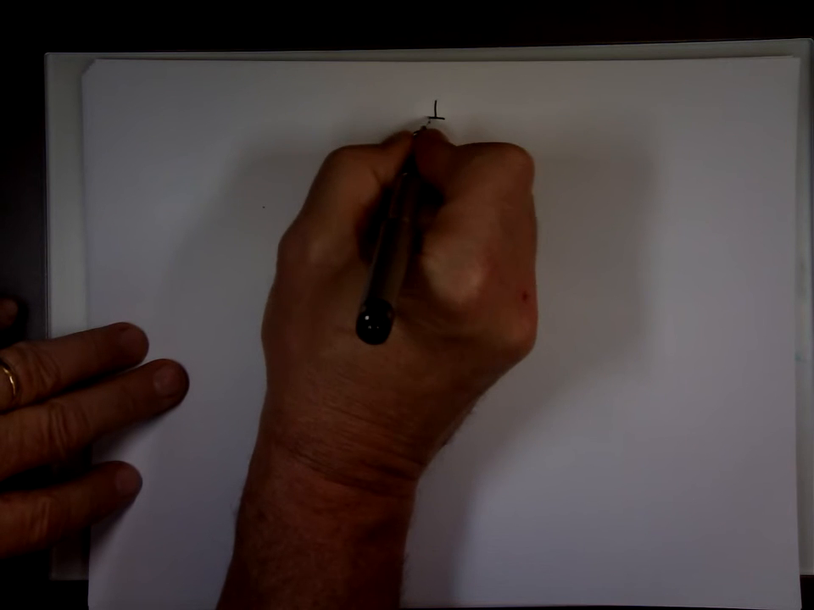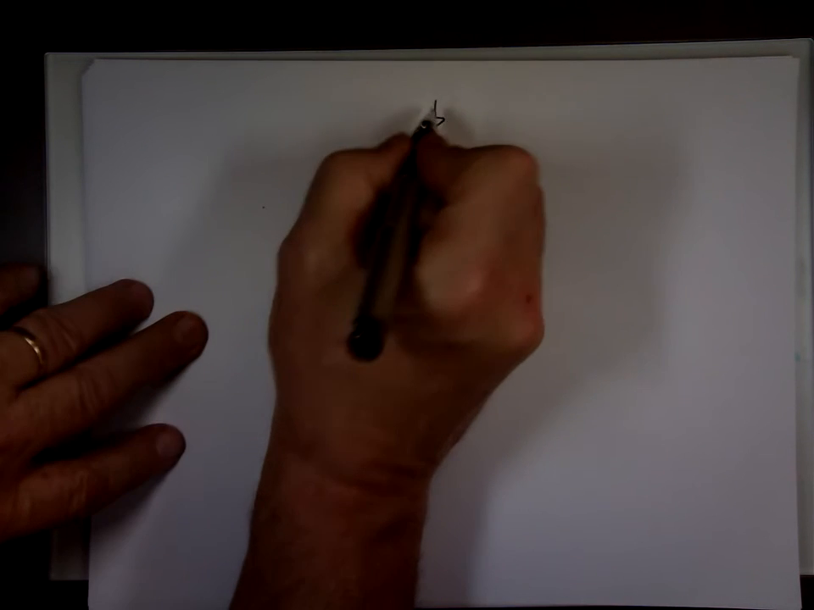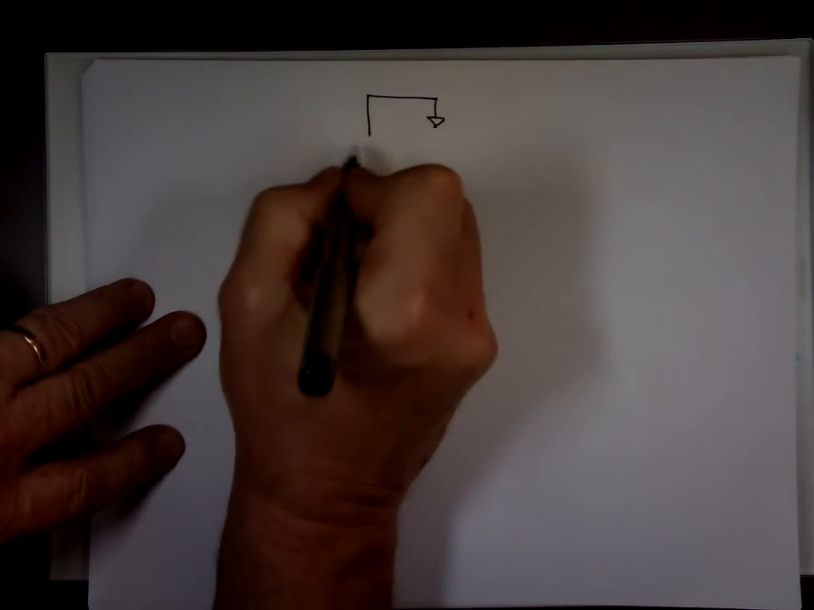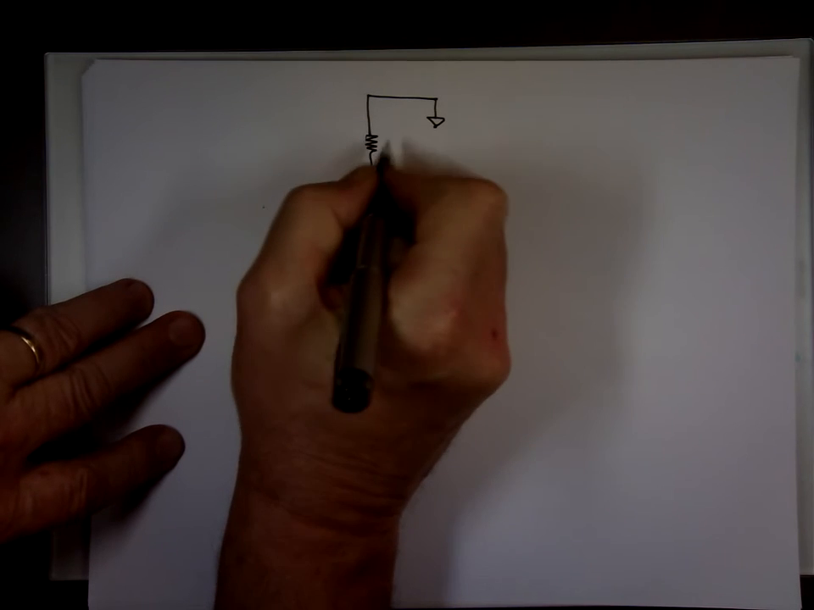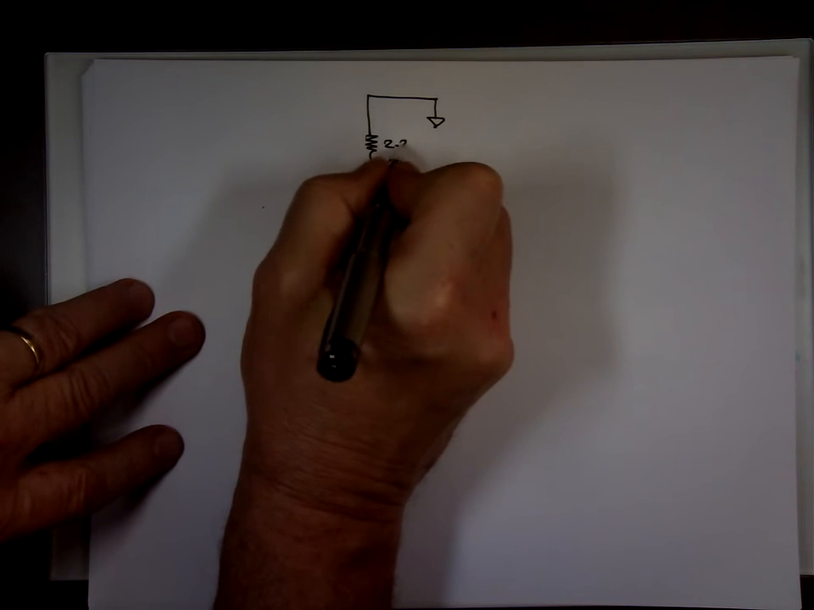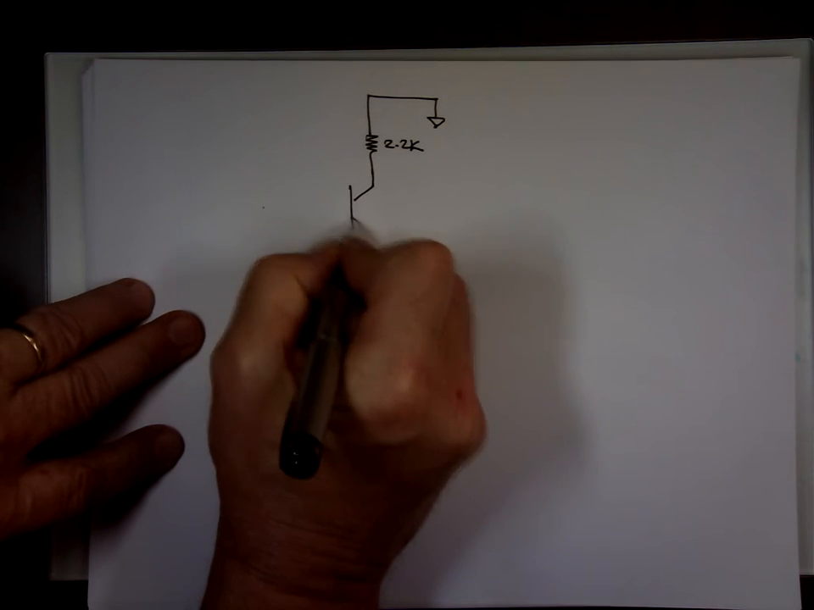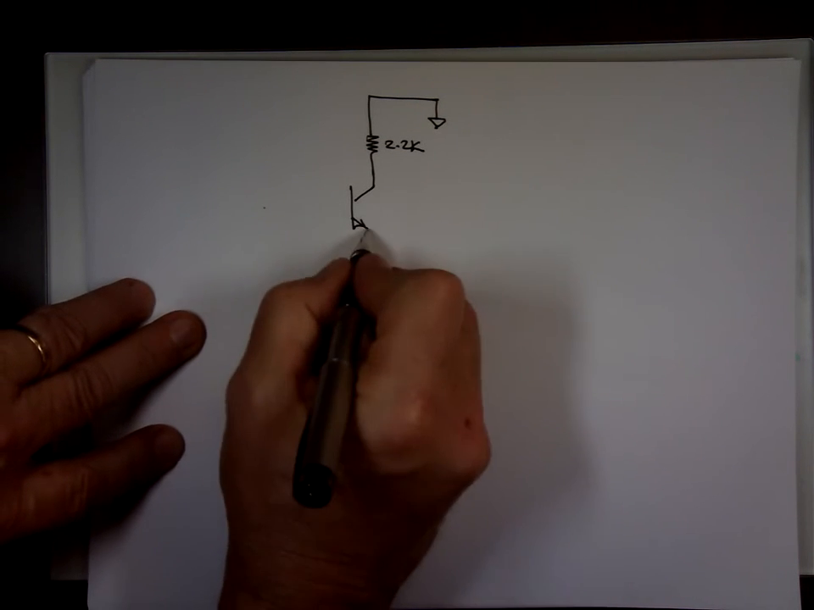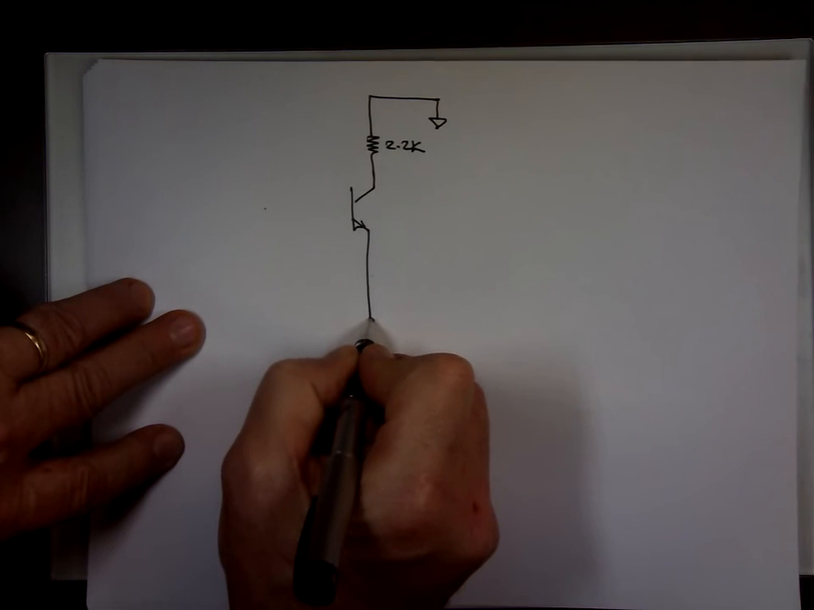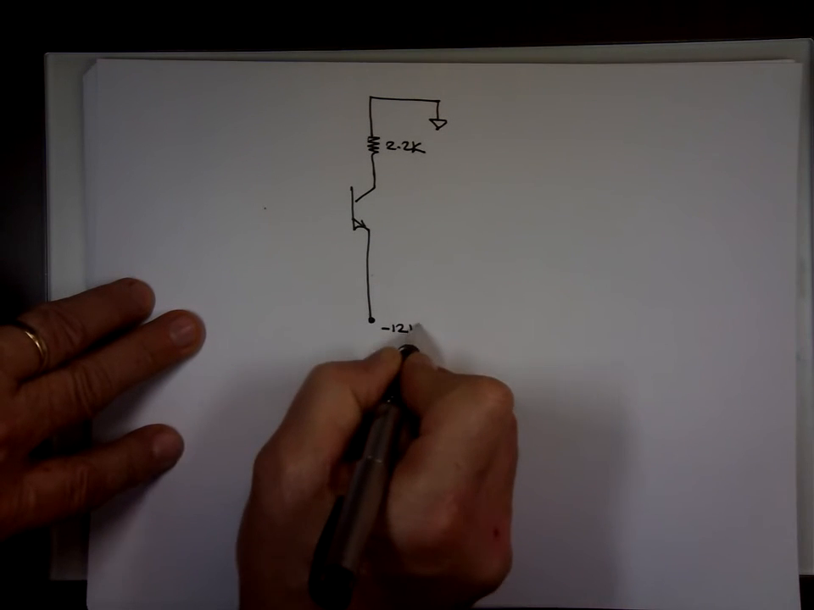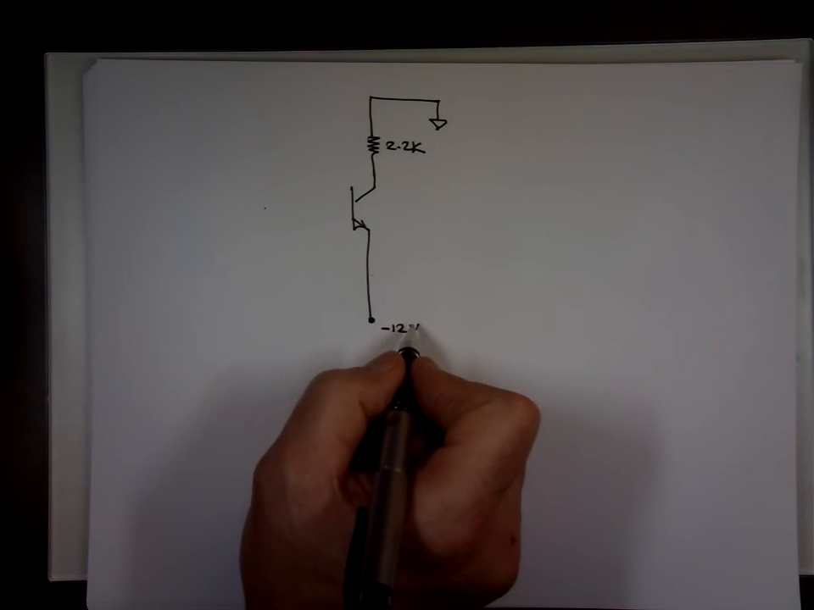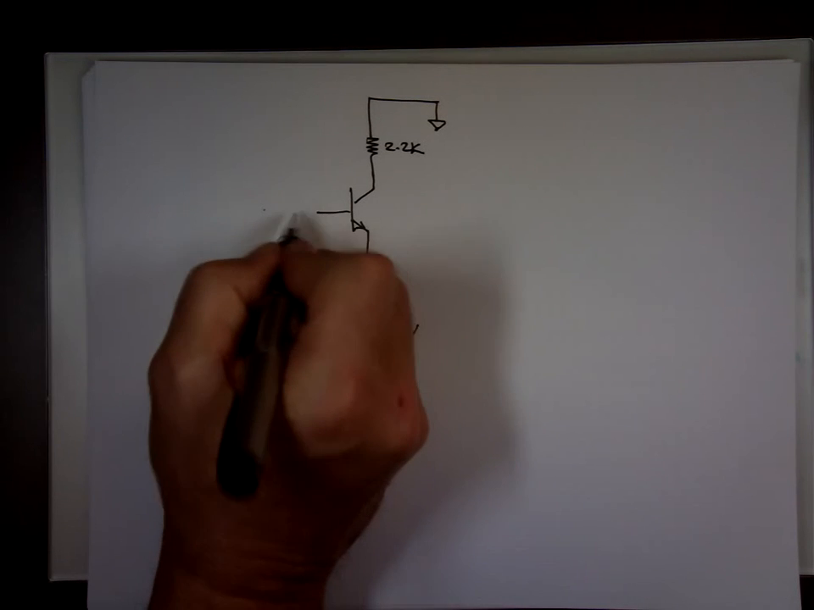Let's attach this to ground. I'm going to do it backward here. Attach a 2.2K here, going through a transistor, and this end is attached to negative 12 volts. And let me put a diode here, silicon diode.